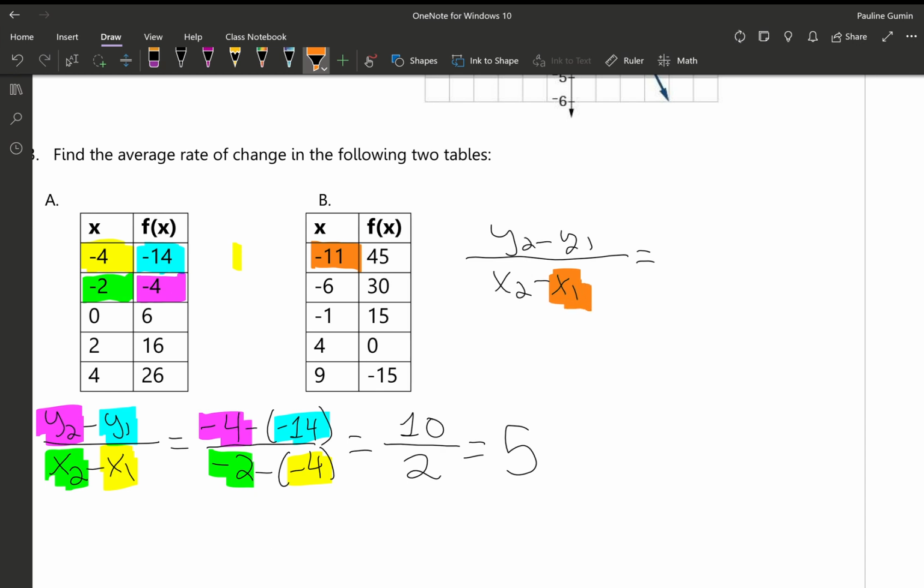x1, x2, y1, y2. Let's plug in the numbers. 30 minus 45 over negative 6 minus negative 11. And you know I've got to color code it.